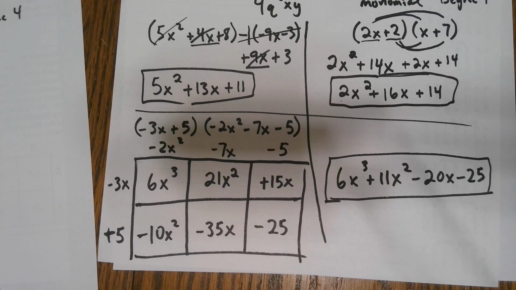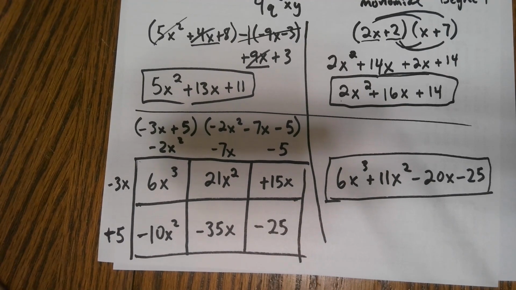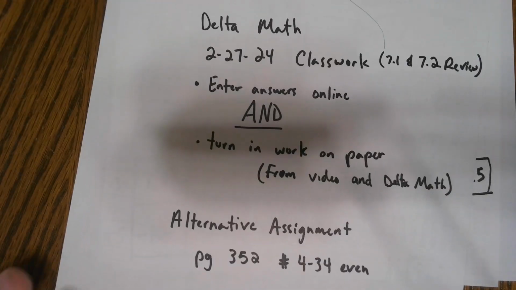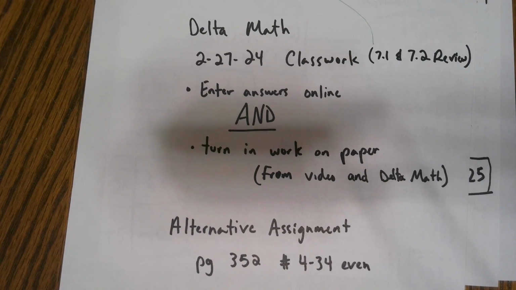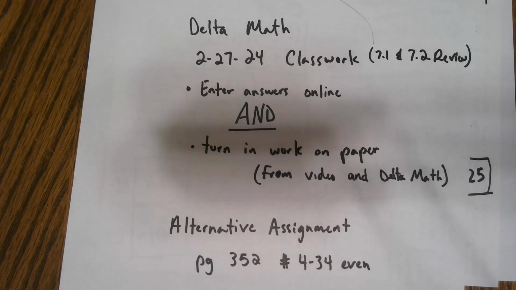Okay. So from here, we're going to work on our assignment for today. So we should be on Delta Math. The assignment's called 22724 Classwork, 7.1 and 7.2 Review. I want you to enter your answers online, so put your answers into Delta Math, but also you are going to turn in your work from today. So make sure you have all the work that we did in this video, as well as any work that you have to do on Delta Math.